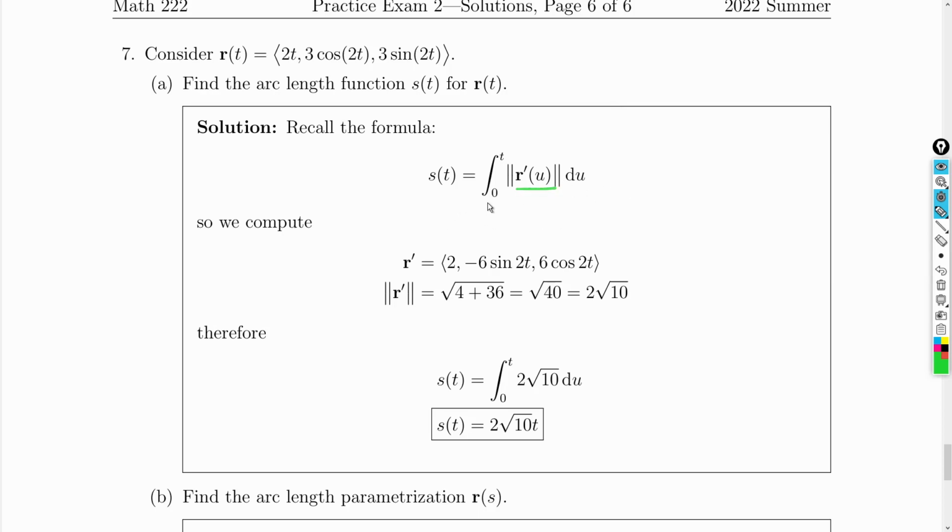And so all you have to do is compute this expression. So derivative of r in this case is pretty straightforward. And then r prime magnitude, you square these two functions. That sine squared plus cosine squared is going to combine together, becoming 1, so you end up with 6 squared, giving 36. All of that is equal to 40, and then I can pull a 4 out of this. So we get root 4 times root 10, and so this becomes 2 root 10.